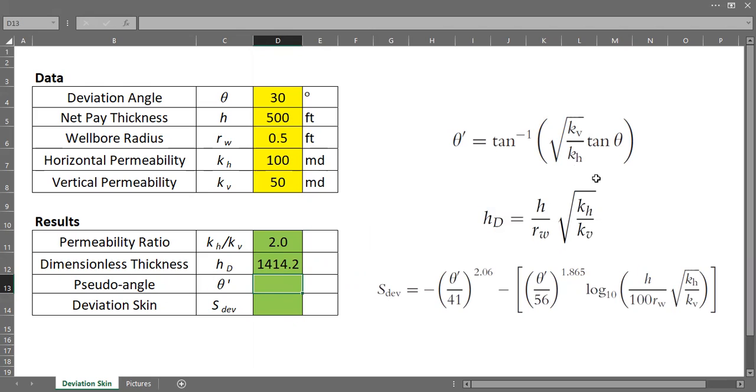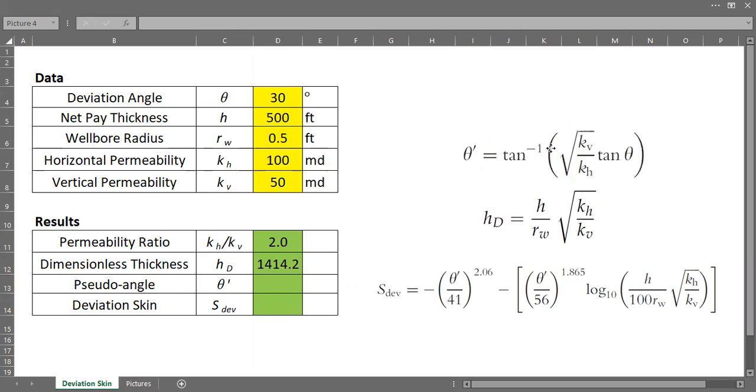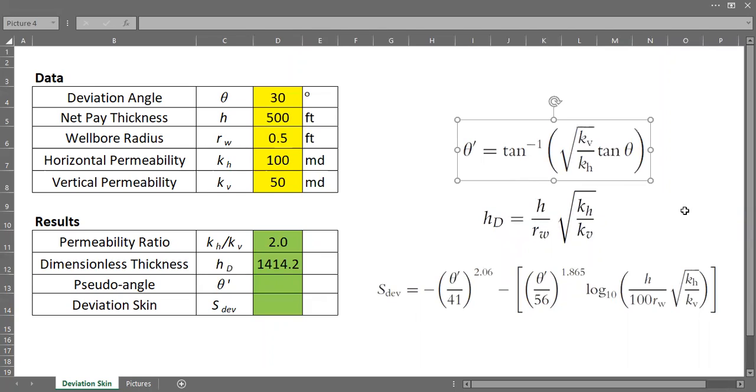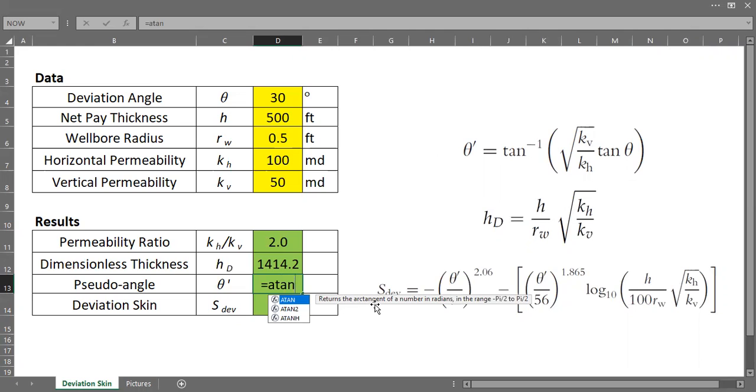And now we need to calculate the pseudo angle. I call it the pseudo angle. This is the formula, and it will involve the inverse tangent. But you need to be careful. To be consistent, we need to remember that the angle is in degrees. First I will calculate the arctangent, and we can do that by using this formula. ATAN returns the arctangent of a number in radians. So this calculation will give us a number in radians, and later on we need to convert that radian number to degrees.